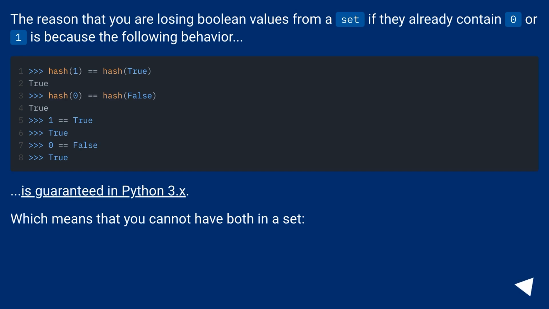The reason that you are losing Boolean values from a set if they already contain 0 or 1 is because the following behavior is guaranteed in Python 3.x, which means that you cannot have both in a set.